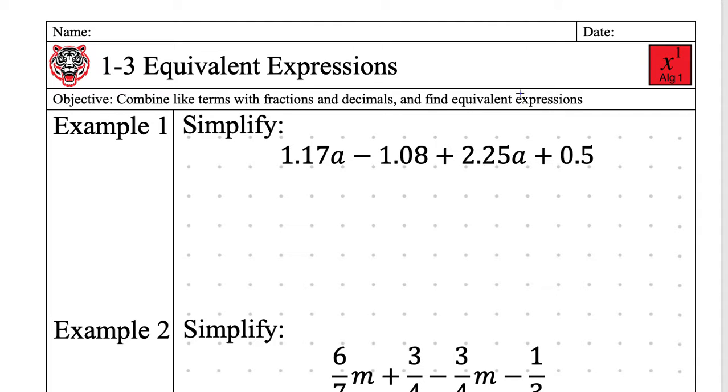This is Algebra 1, Lesson 1-3. Today's date is Friday, August 30th, so 8/30. Make sure that you have your name and date on your paper.